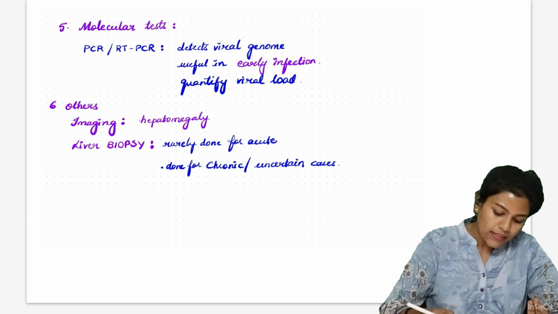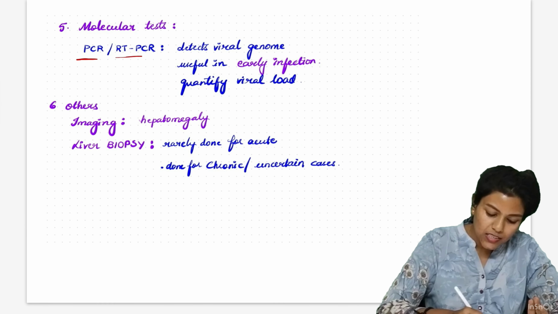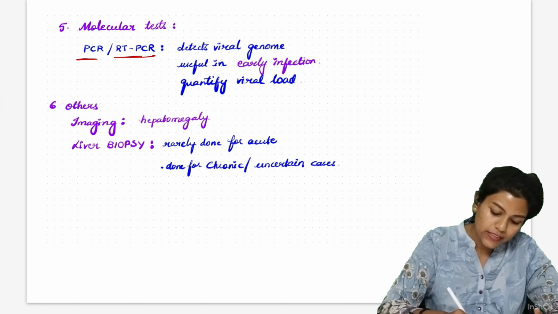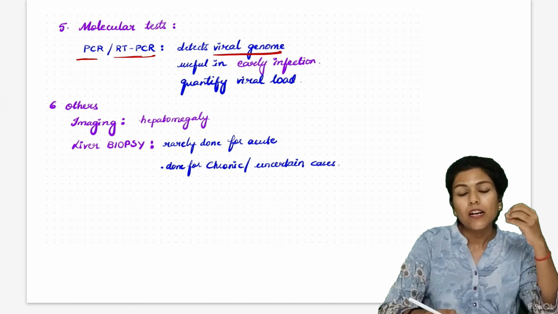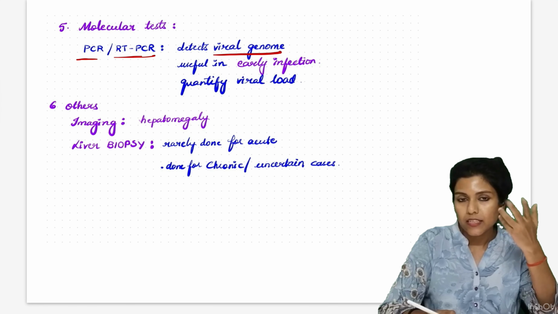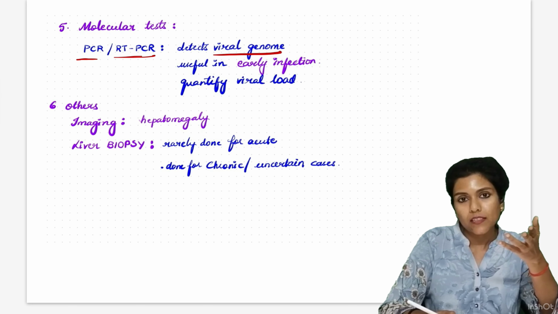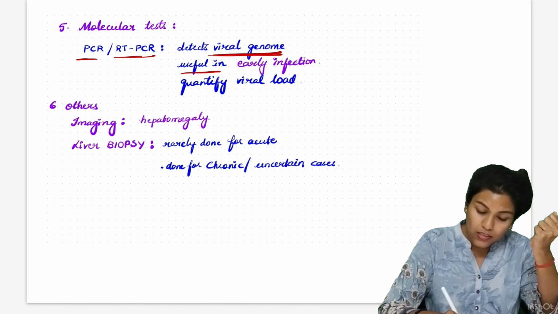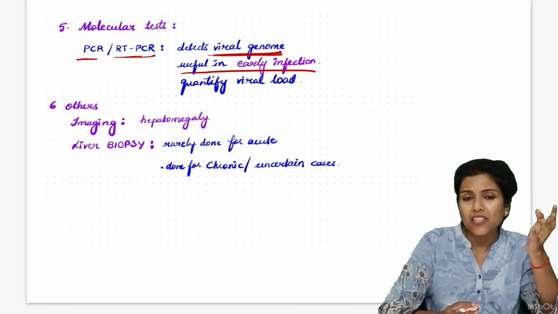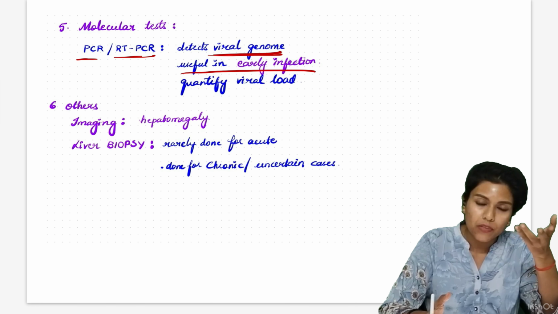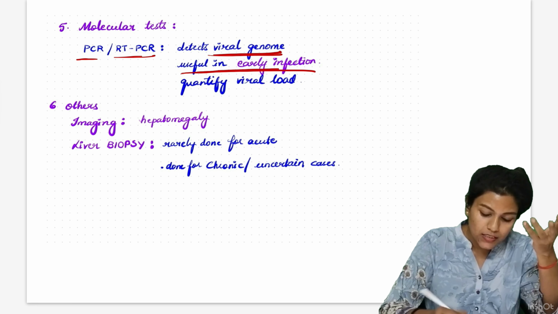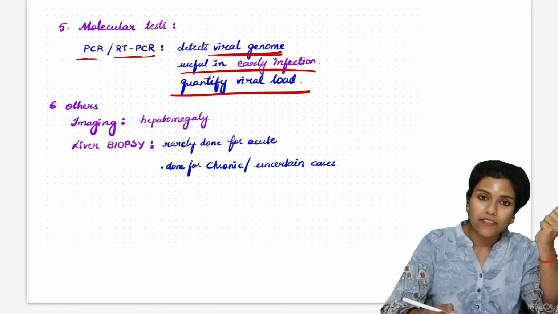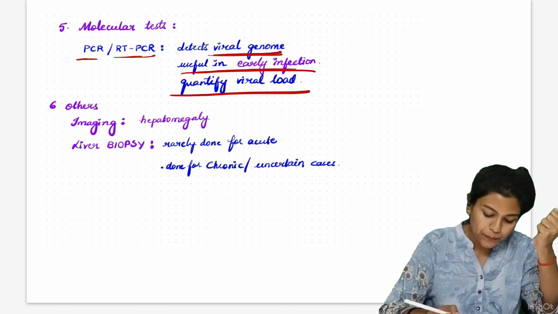Coming to the molecular test, PCR, reverse transcriptase PCR can be done. It will detect the viral genome. For hepatitis B, it will detect DNA. For all the rest of the viruses, it will detect the viral RNA. It is useful in early infection. Before the antigens or antibodies appear, the viral genome will appear. So it is useful in early infection and it will quantify the viral load as well.